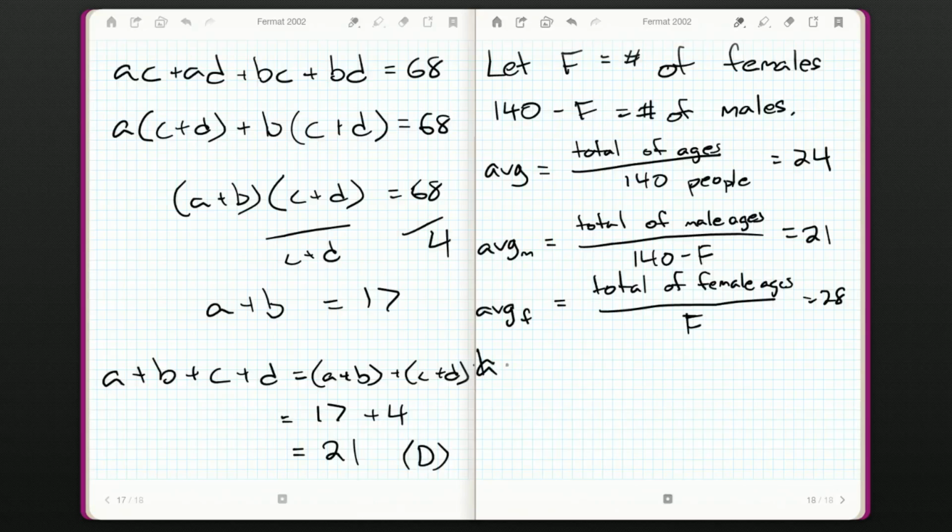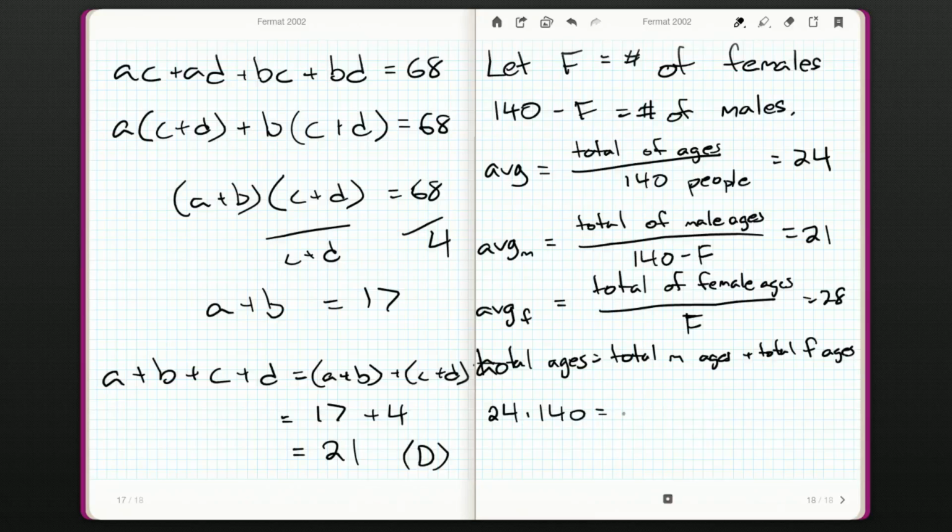But the total of the ages is the same as the total male ages plus the total female ages. So if we rearrange this, if I just want the total ages, I'll do the average times the total number of people. But that's going to be the same as the total of the male ages, which is the average of the male ages times how many males there were, plus the total of the female ages. And that's going to be the average of the female ages multiplied by how many females there were.